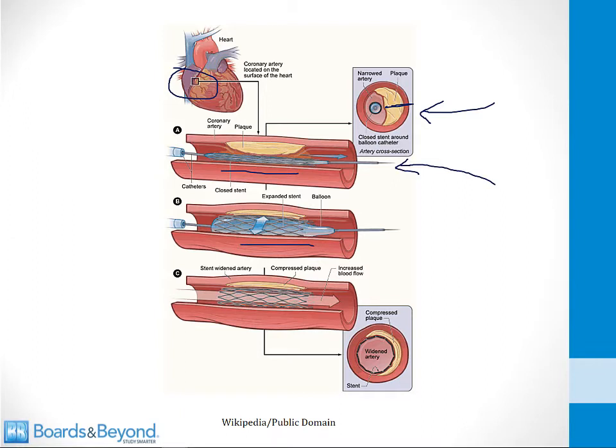The balloon is then inflated, and when it's inflated, it pushes the plaque against the wall, and in addition, it expands the metal stent. The balloon is then deflated and removed, but the stent is left behind. Now if you look at the coronary artery in cross-section, you see a widened artery with struts of the stent, and the plaque is smushed against the wall. That is coronary angioplasty with stent implantation, commonly done in the United States.